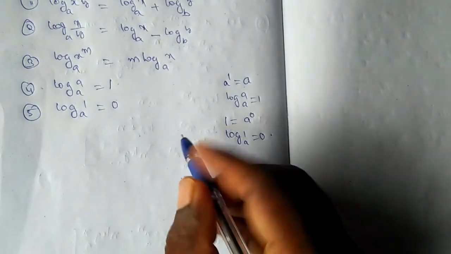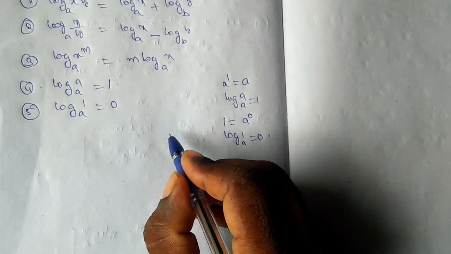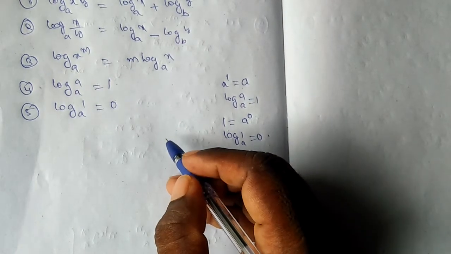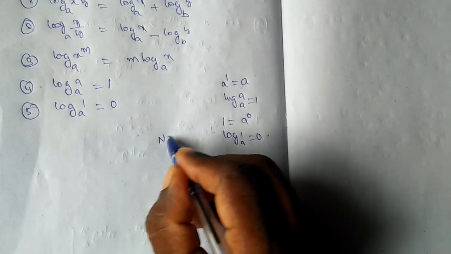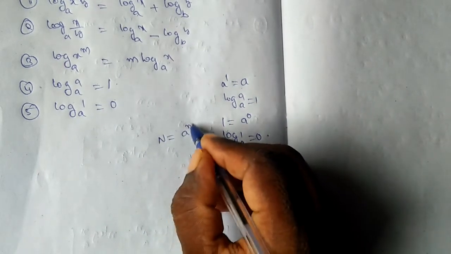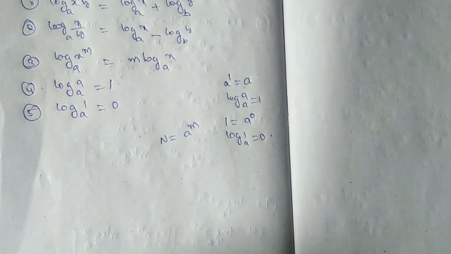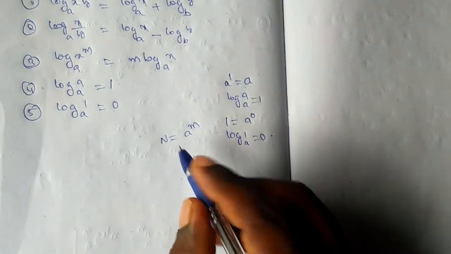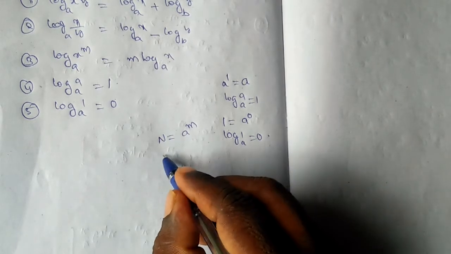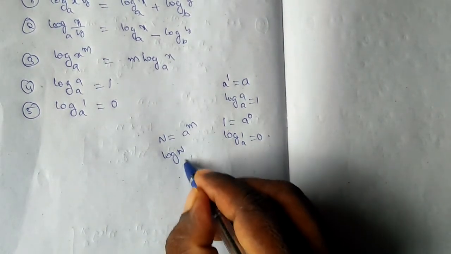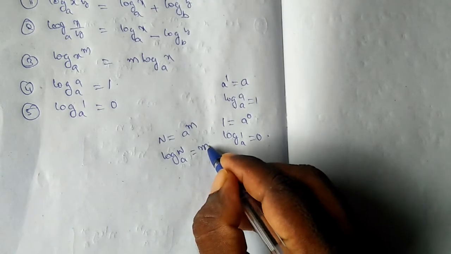One more formula. Capital N is equal to a to the power of m. How can you write this in logarithm form? Log capital N base a is equal to small m.